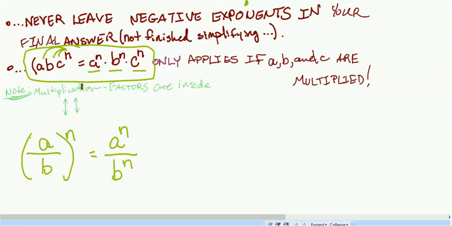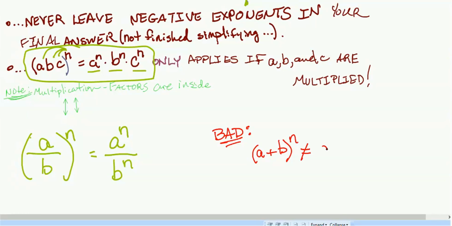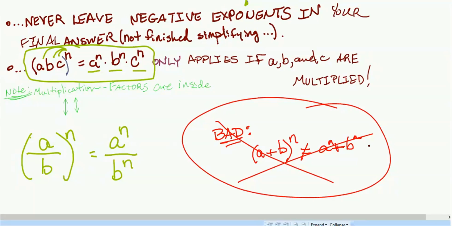That does not work if there is addition. So watch, let me write the bad one, like I did up top. This is what not to do. If you have, say, the sum of two numbers raised to the nth power, this is not a to the n plus b to the n. That would be bad. That's no points. This is completely wrong. We don't want to do that.